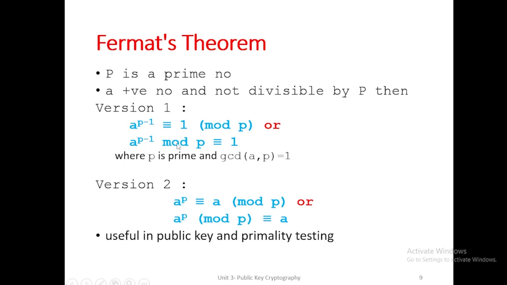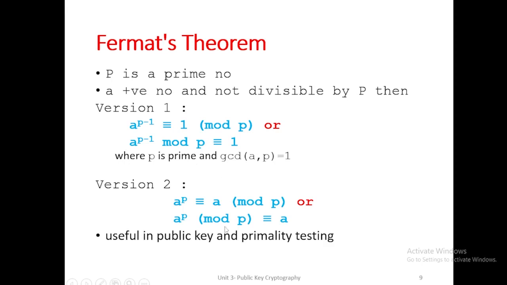So the first version of Fermat's theorem is a power p minus 1 mod p is equivalent to 1. We can also write the theorem like a power p minus 1 is equivalent to 1 mod p. So this is version 1. Here a and p should be relatively prime, so p should be a prime number, and the GCD of a comma p should be equal to 1. These are the conditions for applying Fermat's theorem.